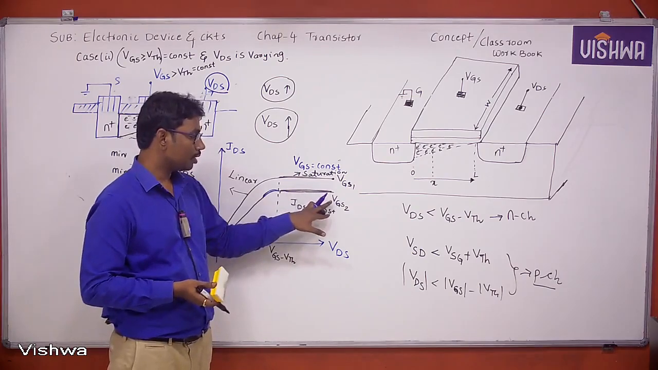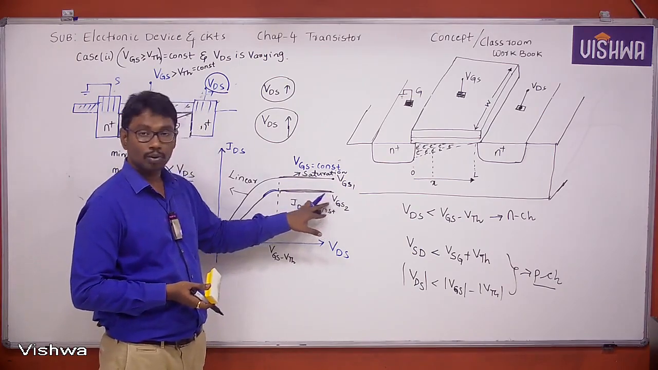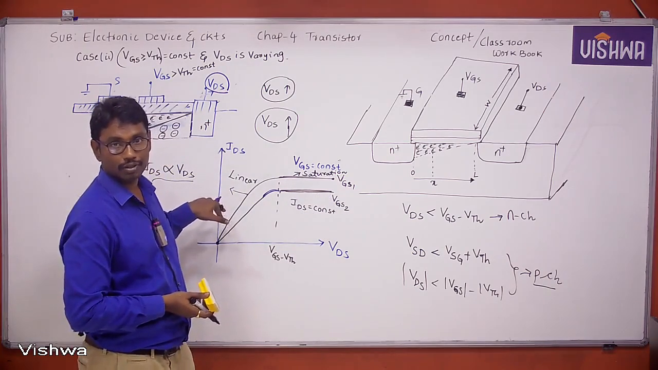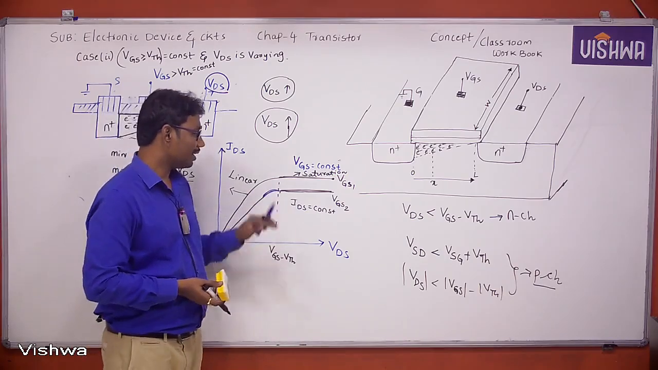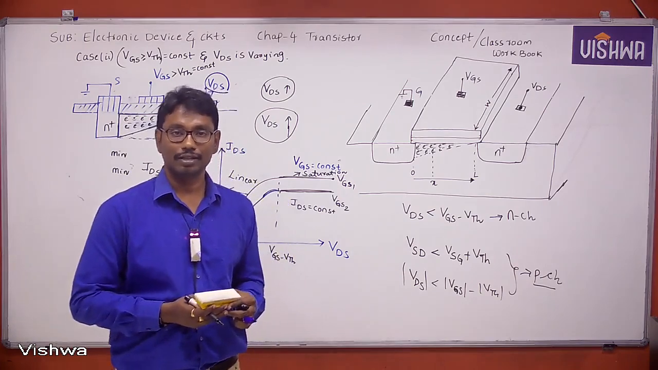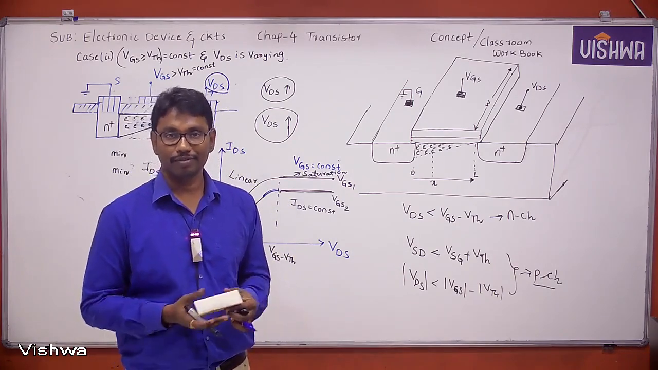Therefore, we can also say the MOSFET is called a voltage control current source. And one more, in the case of the saturation region, my MOSFET acts as an amplifier.